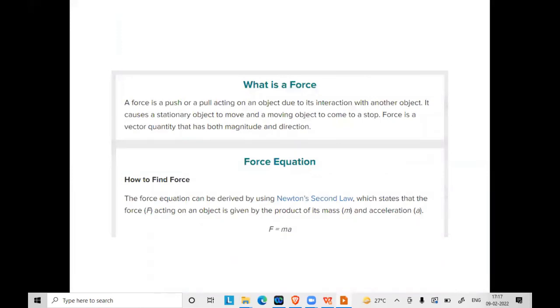So, basic aspects of force. What is a force? The force is a push or a pull acting on an object due to its interaction with another object, which changes the state of rest or uniform motion of that object. And that is how we define force in physics. As per Newton's second law, the definition of force is mass into acceleration.